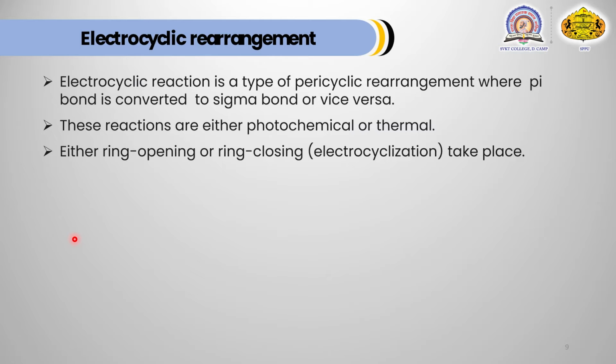An electrocyclic reaction is a type of pericyclic reaction where a pi bond is converted to a sigma bond or a sigma bond is converted to a pi bond. Electrocyclic reactions are either photochemical or thermal reactions, meaning they are catalyzed photochemically or thermal methods are used. Either ring opening or ring closing takes place during an electrocyclic rearrangement.